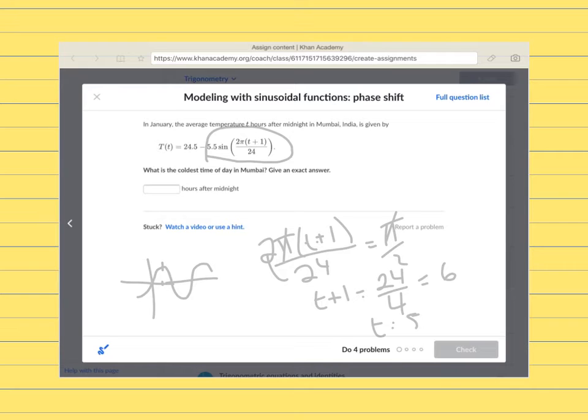I think the key is to just show all the work on this paper, because it's been blanking everything out before. So let's put a 5 there. Let's go back and see. Yay, we got it right. So there we go. All right, let's try another one.